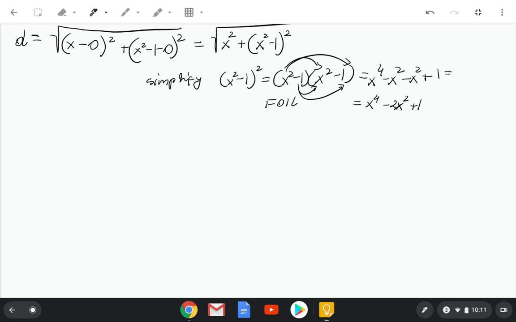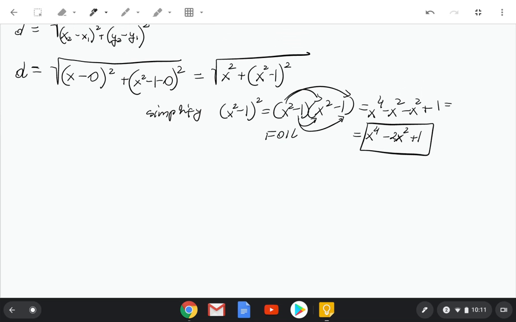Okay, so I'm going back. Okay, don't forget that this is just x squared minus 1 squared. So let me just go back here. See if we can pick a different color.